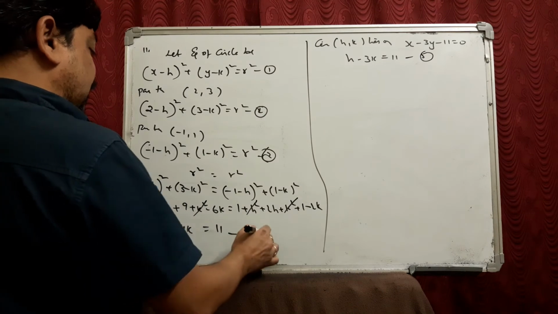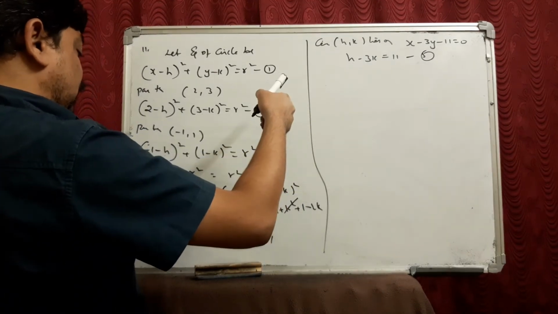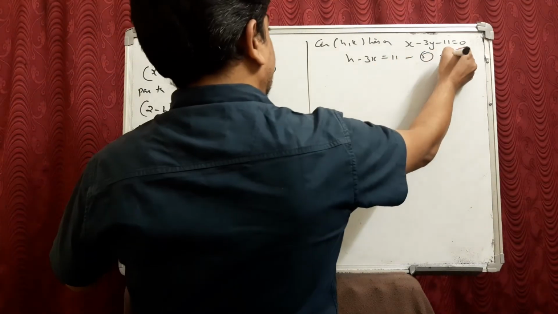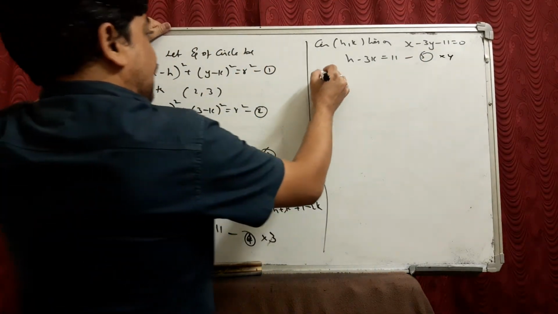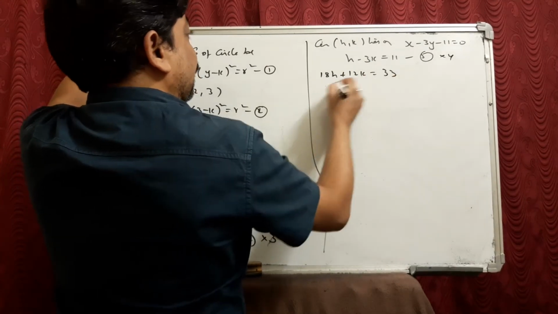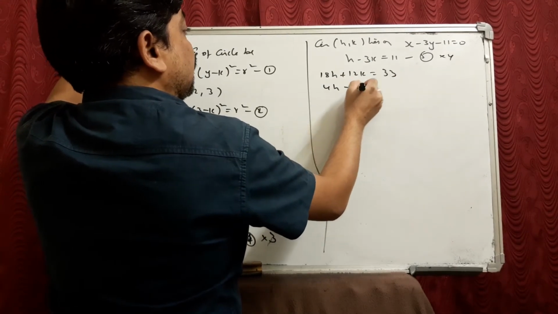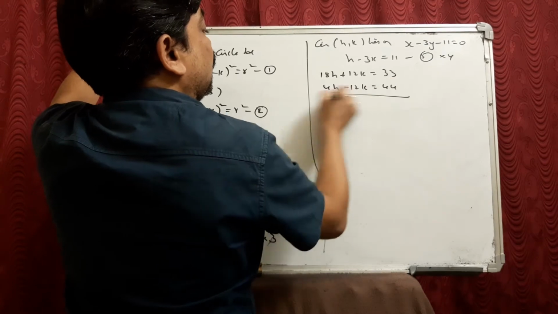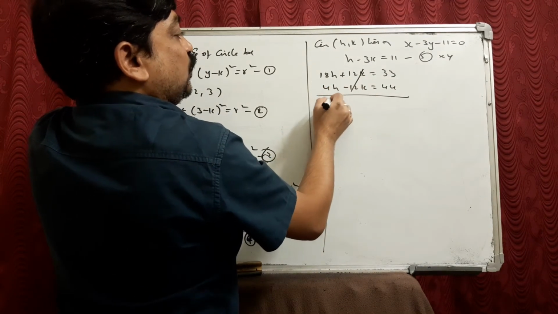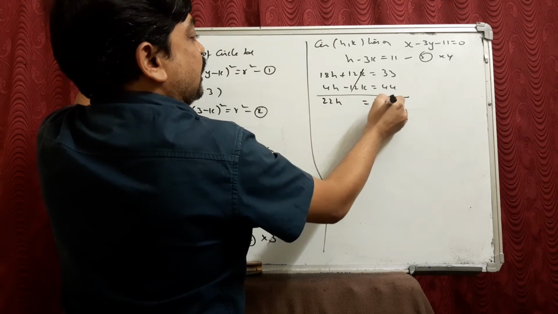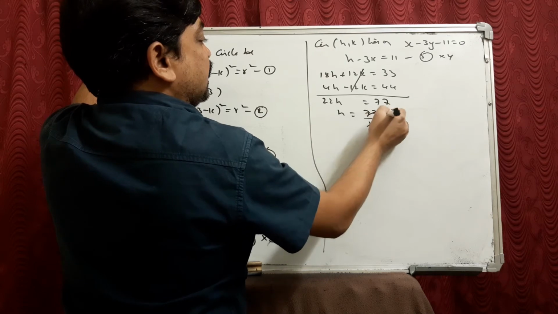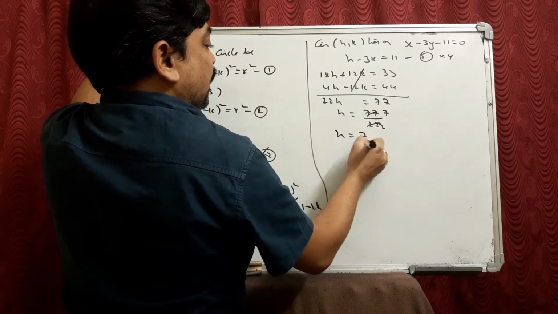Let us multiply this equation by 3, and this by 4. So this equation into 3, 18h plus 12k equal to 33. 4h minus 12k equal to 44. Add them, 22h equal to 77. h equal to 77 by 22, 11 2s, 11 7s. h is 7 by 2.